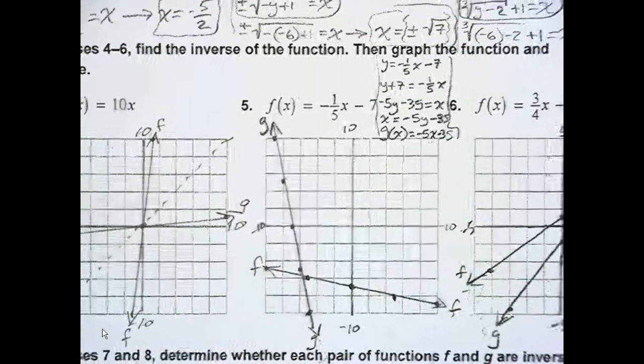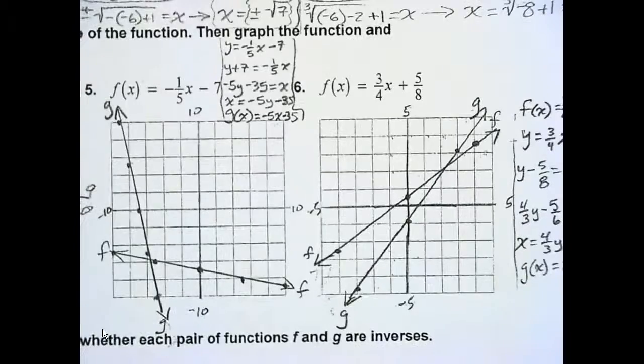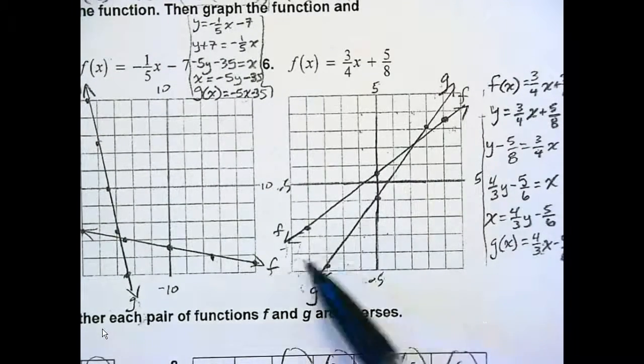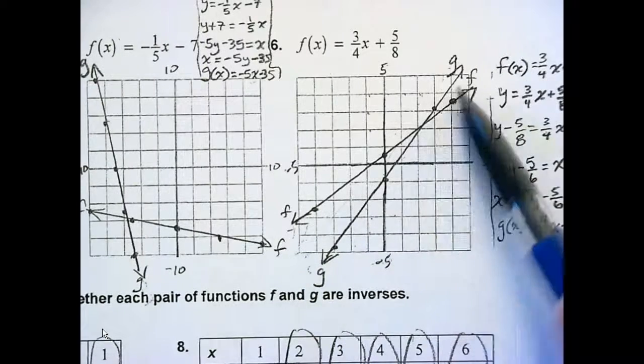And number 6, you would have g of x is equal to 4x minus 5/6. Once again, it's a reflection over y equals x.